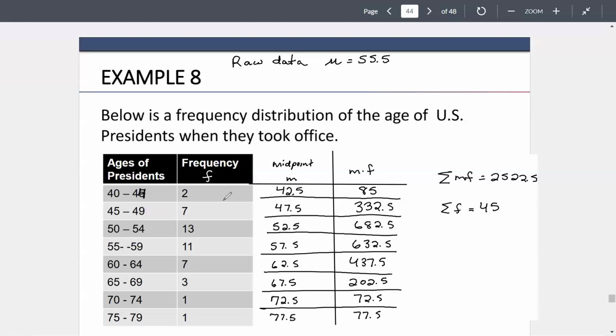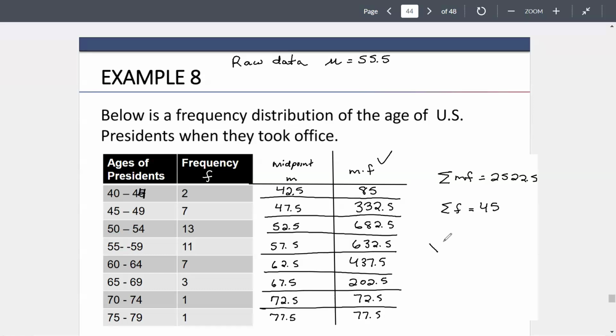Okay, so your midpoints should have been 42.5, 47.5, 52.5, 57.5, 62.5, 67.5, 72.5, and 77.5. And if I multiply those with the frequencies, we get that here. The sum of those is 2,522.5. And we had 45 presidents. So the summation of your frequency should have been 45.